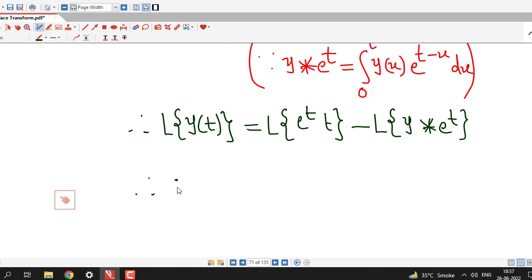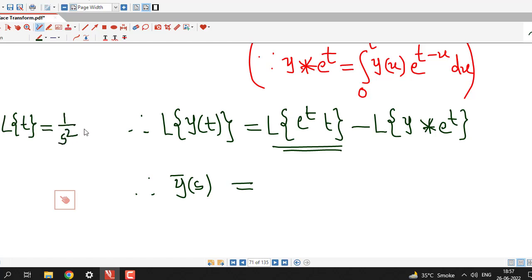Now to obtain the Laplace transform of e^t times t, we can apply the first shifting theorem, and we know that the Laplace transform of t is 1 divided by s squared. Therefore, the Laplace transform of e^t times t will be equal to 1 divided by (s minus 1) whole squared. We replace s by s minus 1 because we have e^t in the product of t, and the Laplace transform of t is 1 by s squared.